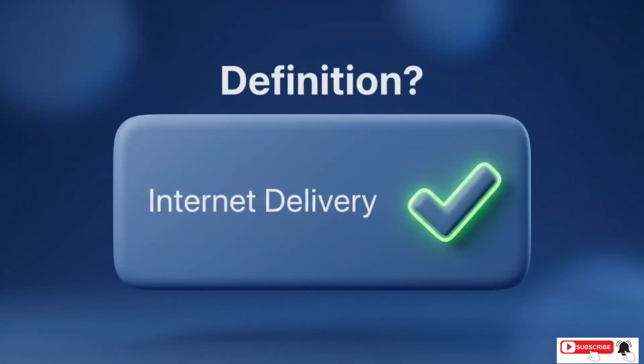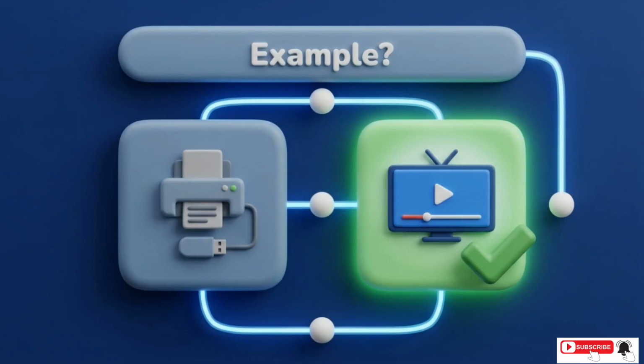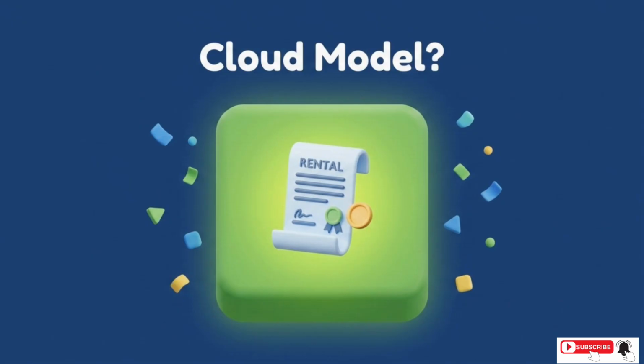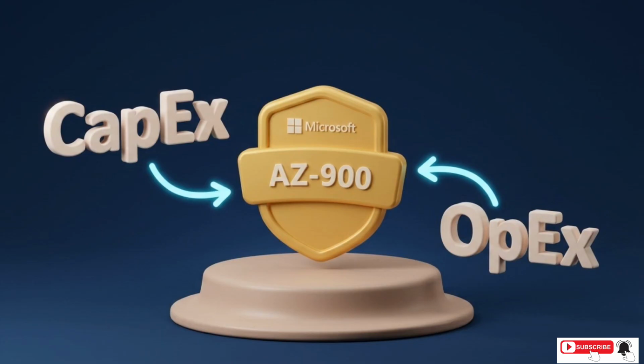What is the best definition of cloud computing? It is the delivery of computing services over the internet on demand. Which of these is a cloud-based service? Printing from a USB drive or streaming on Netflix? It's Netflix. What is the primary disadvantage of traditional on-premise servers? High upfront costs and the financial waste of unused capacity. Finally, which expenditure model does the cloud prioritize? Operational expenditure, or OpEx? Distinguishing between CapEx and OpEx is a foundational requirement for the AZ-900 exam.